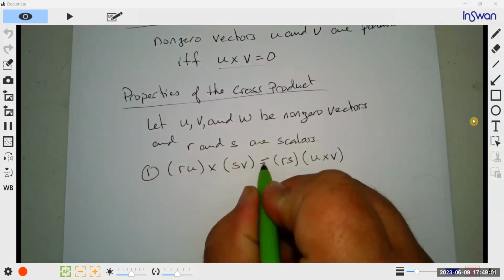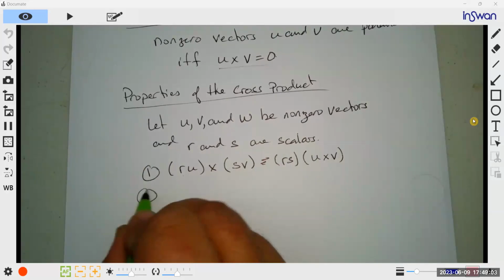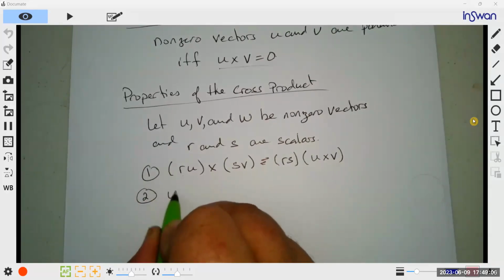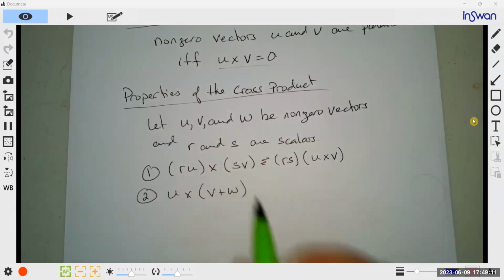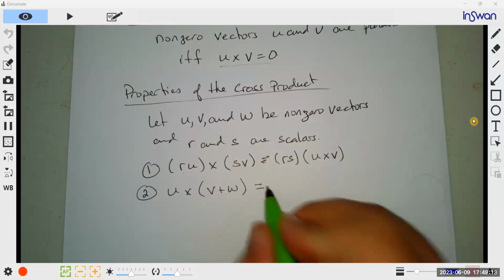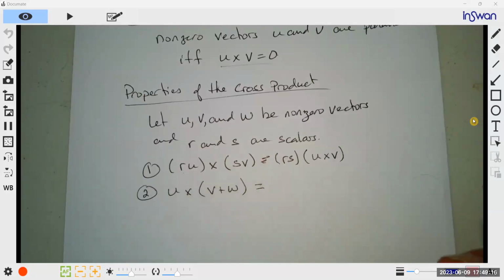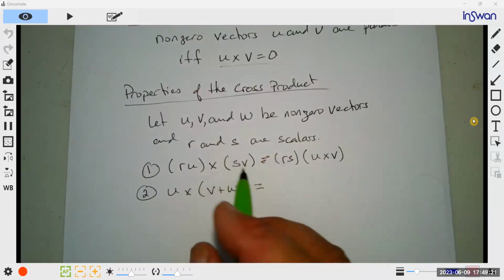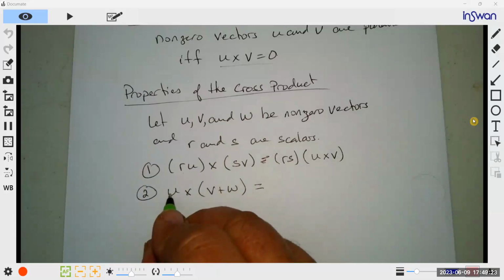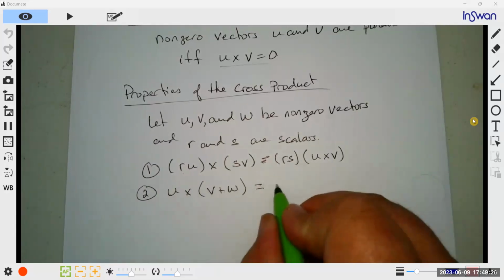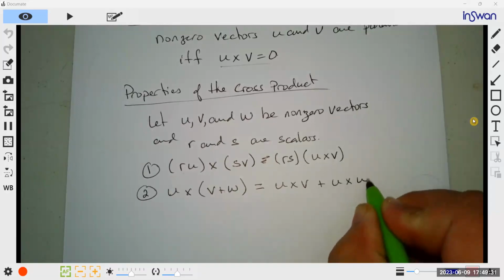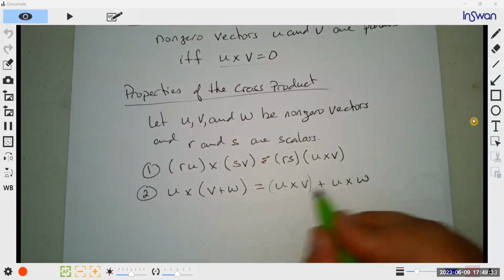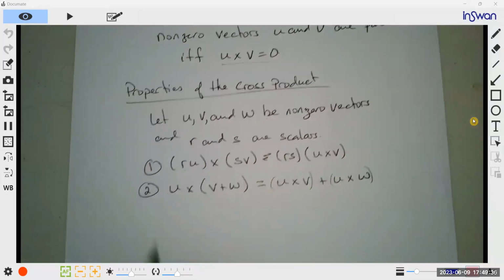Right. These things go both directions. U cross (v plus w). This is similar to distributivity, but it's not really distributivity because these are vectors and we're doing the whole process with the cross product. So it's u cross v plus u cross w, and you combine those at the end.